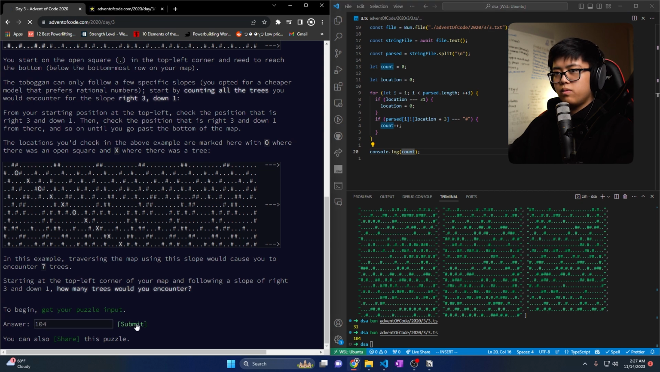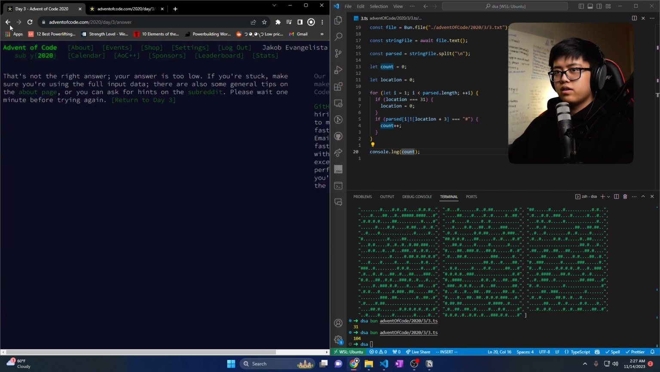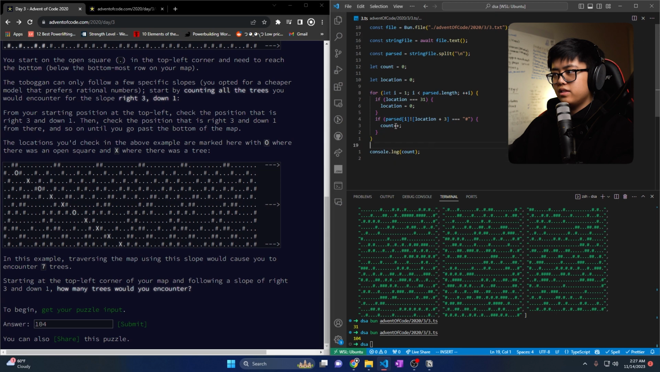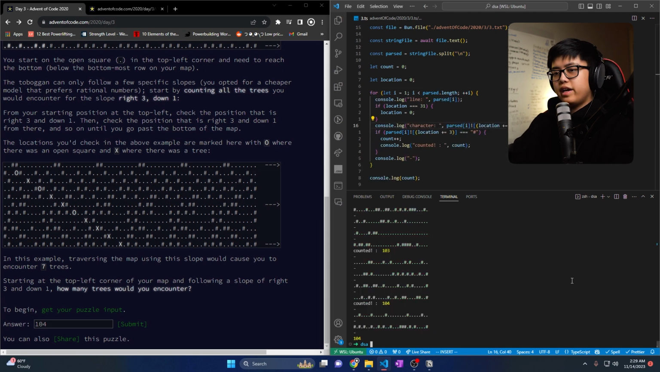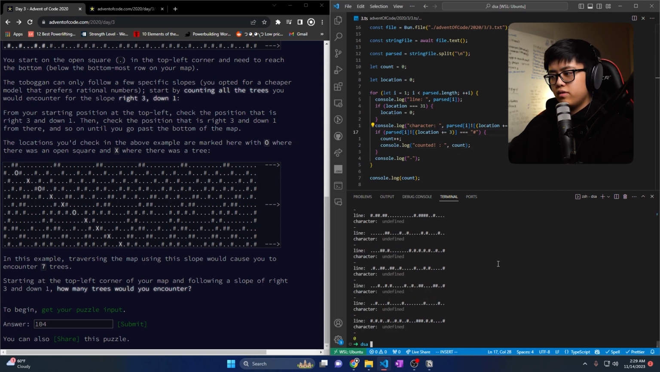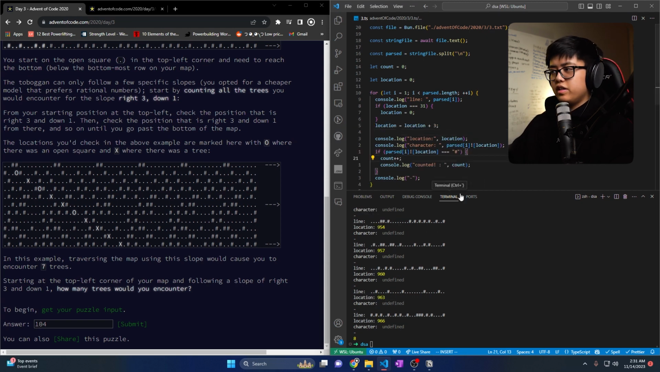So let's go. That's not right. Okay, let's see. Okay, I found the issue. I think the issue was that I wasn't actually incrementing location plus 3, so it was constantly evaluating to 4 every single time. So the only thing I changed is to a plus equals. Oh, that is wrong. Let me see. Oh, I actually found the issue. I'm supposed to be checking if location is greater than or equal to 31.